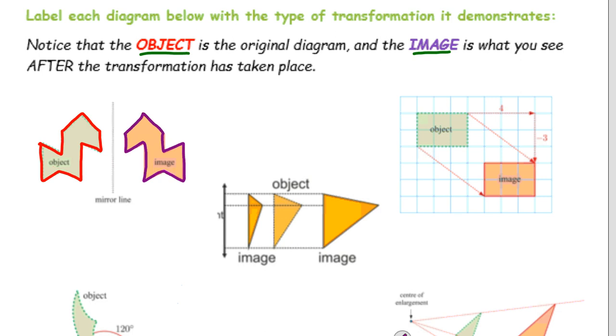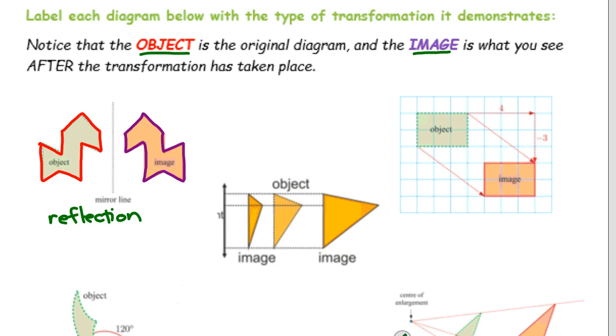So we've got a mirror line here. What kind of transformation do you think this would be? Have a guess? That's right, it's a reflection. Later on in other lessons we're going to be learning about reflection. You can put reflections, but that's okay. It's a single reflection.